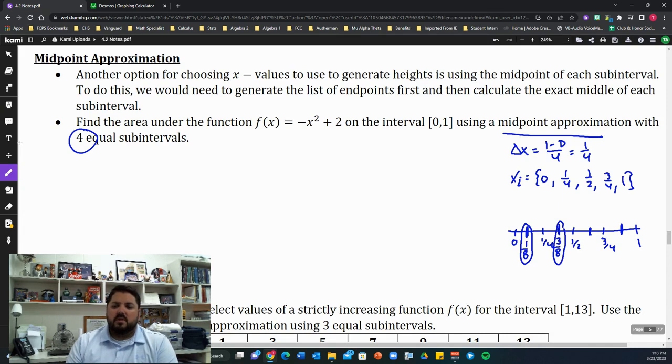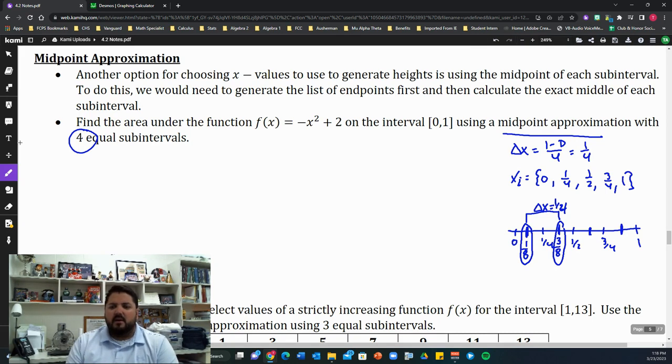So what you notice here, though, is that the distance between one midpoint to the next is still the same thing as my delta x. Whoops, not 1/2, 1/4. So that will always be true. When you go through to find these, that's why I said there's a bunch of different strategies that you can use. It's really about what you're most comfortable with or what's simplest for you.